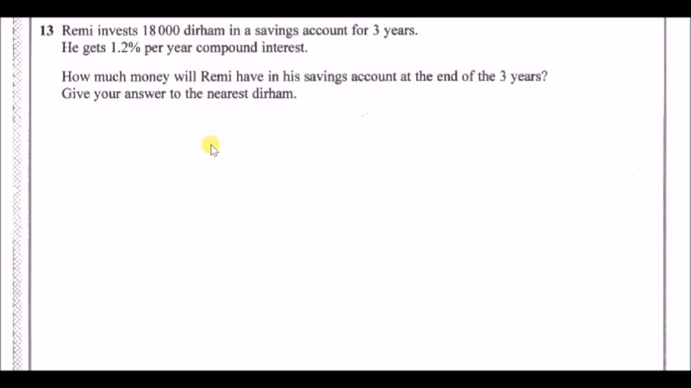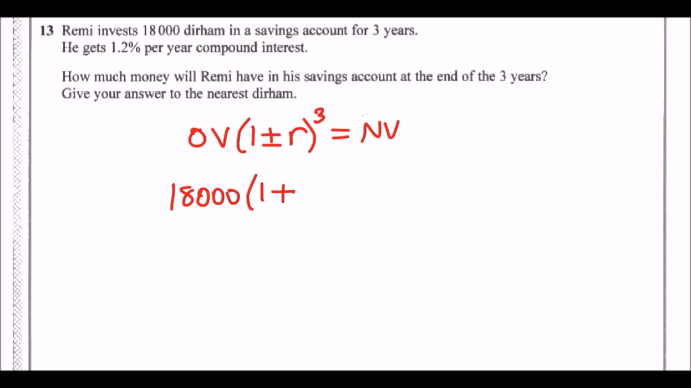You have the original amount, you increase it upwards or downwards, and it'll give you a new value. And because you're dealing with several years, you're going to put a power of 3 here. And that's straightforward. So then we can basically say that he invested an original amount of 18,000 and it's gone up. So use a plus value by 1.2%, all to the power of 3.